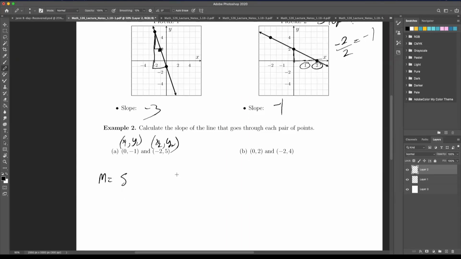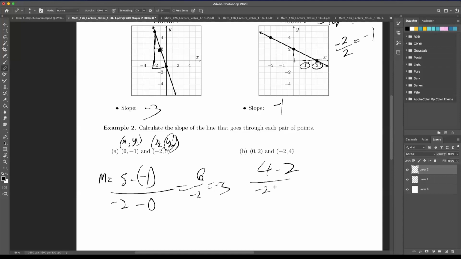What am I doing? Let's start from the top. y2 is 5. y1 is -1. So it'd be minus minus 1. x2 is -2 minus 0. There we go, I can put stuff in the right order. So here on top, I'll have 6. Here on the bottom, I have -2. So -2 over 6 simplifies to -3. See if I can do it better this time. Here I have a 4. Here I have a 2. So 4 minus 2. Here I have -2, here I have 0. So this becomes 2 over -2, which is -1. Okay, so just be very careful. Like I said, always have your notes in front of you, because sometimes when you're teaching, you're not paying attention to the actual math you're doing.